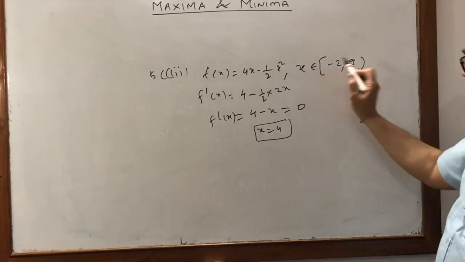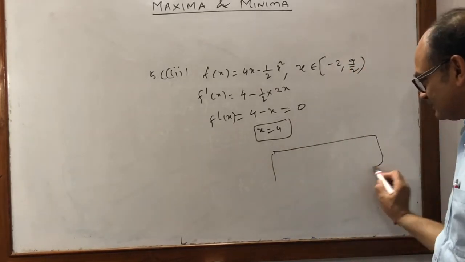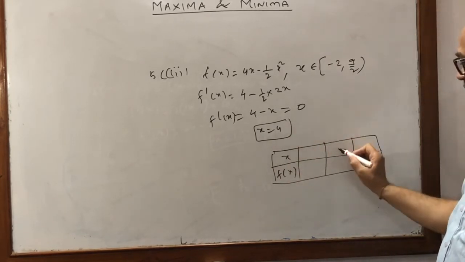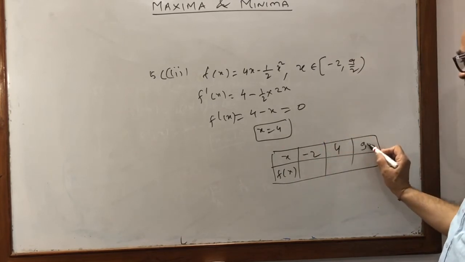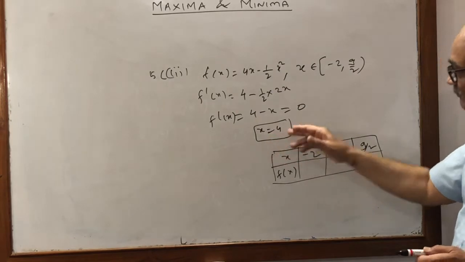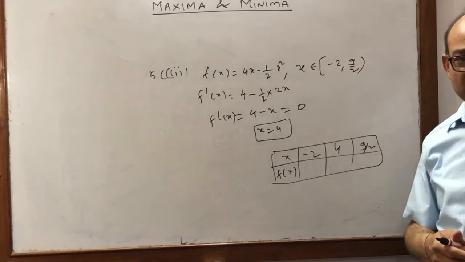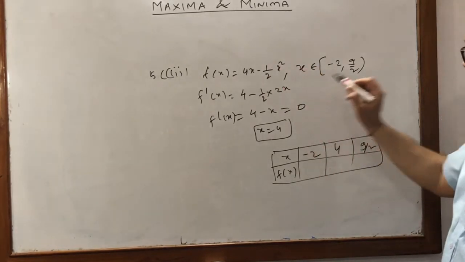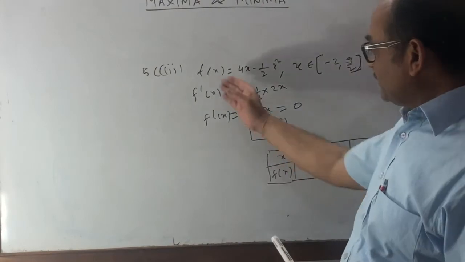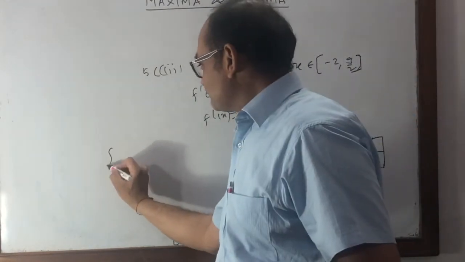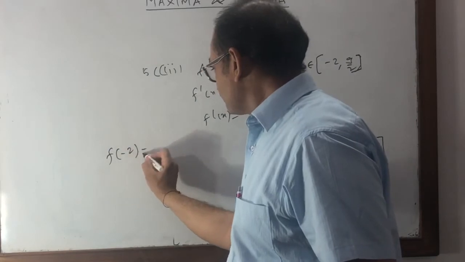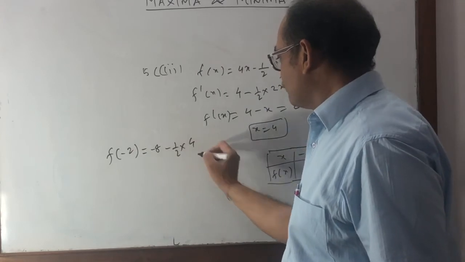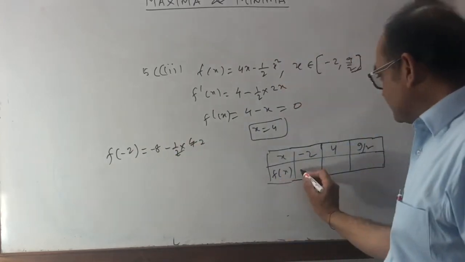Now you see that we have 3 options. What 3 options? You have to check all the 3 options, x and f(x). 3 options: minus 2, 4 and 9 by 2. Because here the critical point comes from inside this closed interval, you have to check these 3. First we start with minus 2. Rough column, put the values one by one in the function f(x). So first f of minus 2. Put minus 2, minus 8, minus half and 4. It is 2, so minus 10.